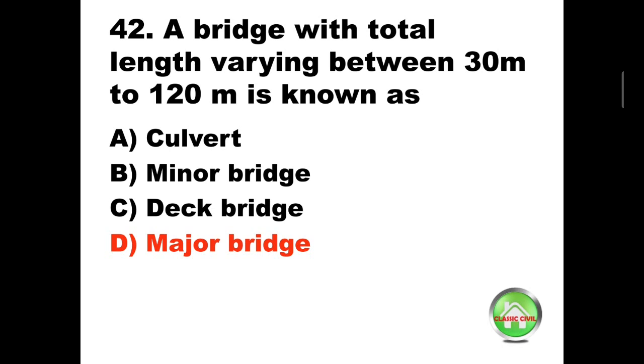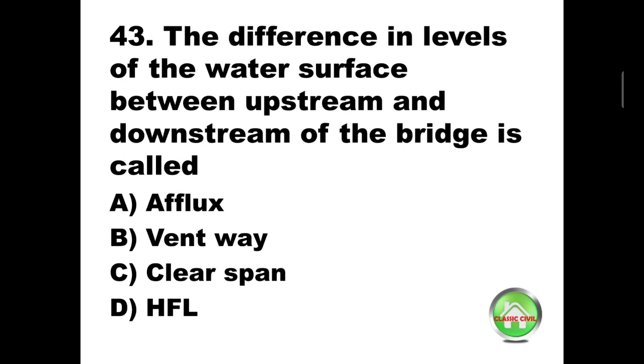Question number 43. The difference in levels of the water surface between upstream and downstream of the bridge is called option A afflux, option B Berm, option C clear span, option D HFL. The difference in levels of water surface between upstream and downstream of the bridge is called, answer is option A afflux.